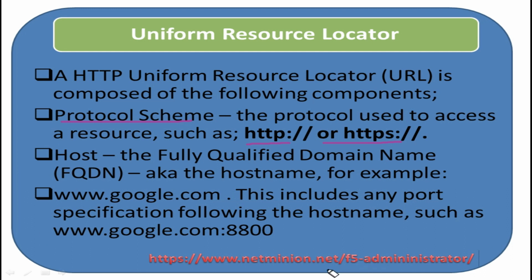If you talk about the URL at the bottom of our screen, www.netminion.net, up to here you have the host field, and this host field can also comprise a port like 8080 or 8800, or maybe 80 or 443. All of this is required when we use an iRule or a profile. That is the reason you need to be aware of this whole composition, how our URL is being divided, to make that part understandable.